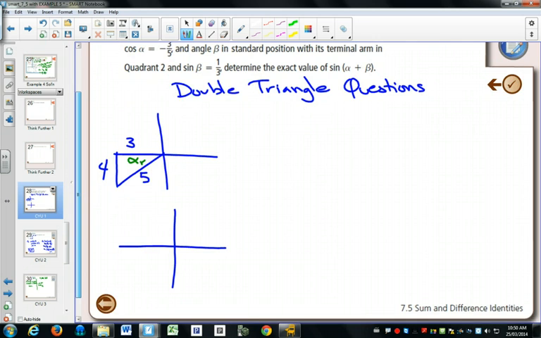Similarly, beta is going to be in quadrant 2. So I draw it in quadrant 2. I know that sine of beta is 1/3. So the opposite side is 1. Hypotenuse 3. A squared plus b squared equals c squared, and you will get this side as root 8. And this would be the reference angle for beta.